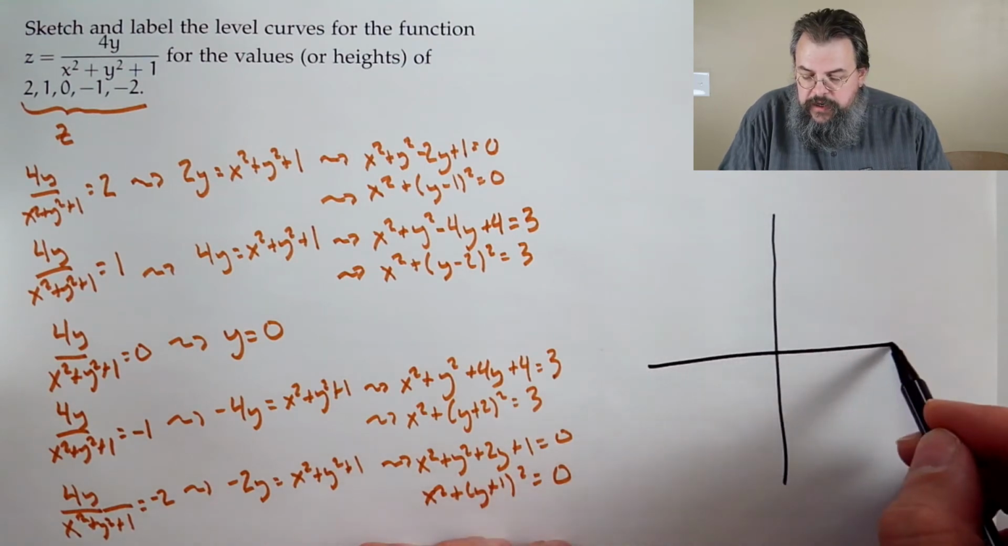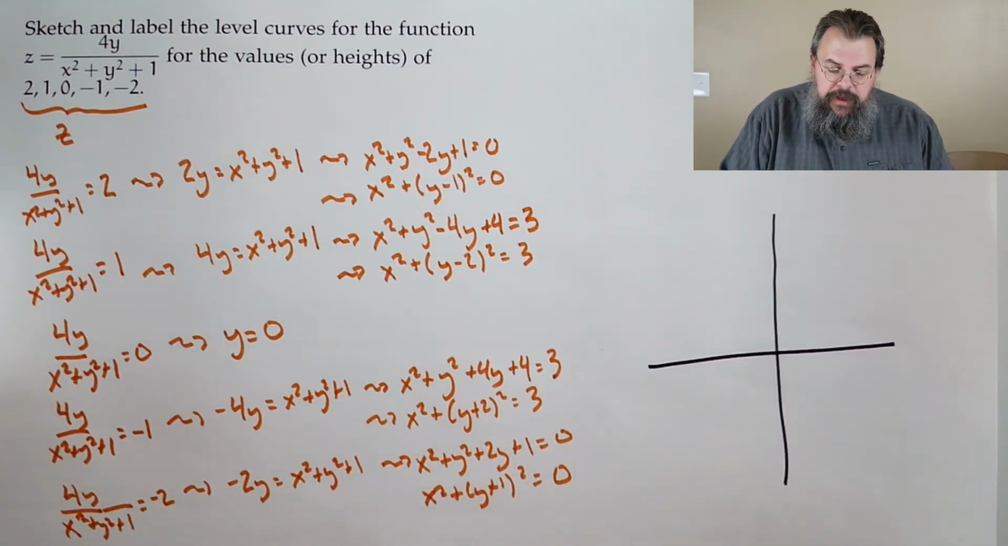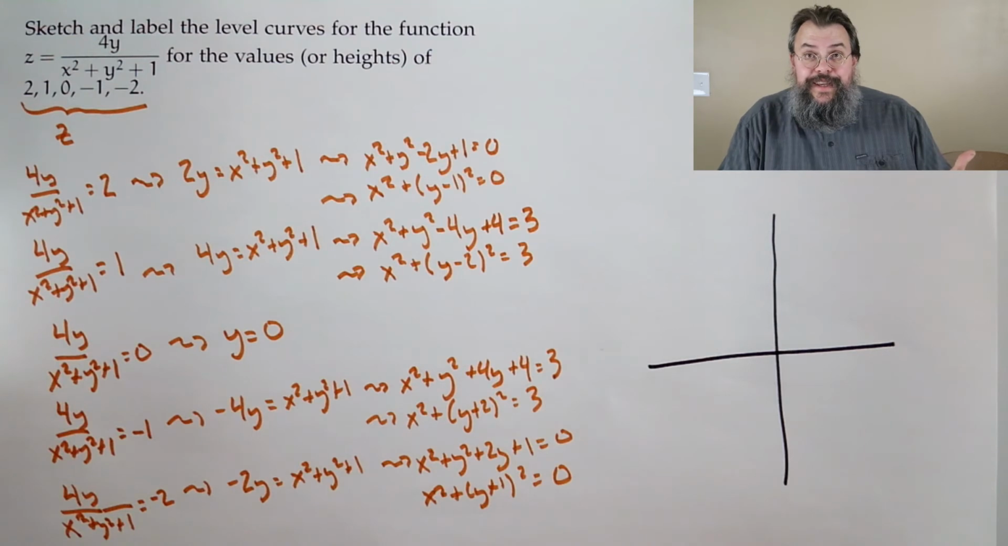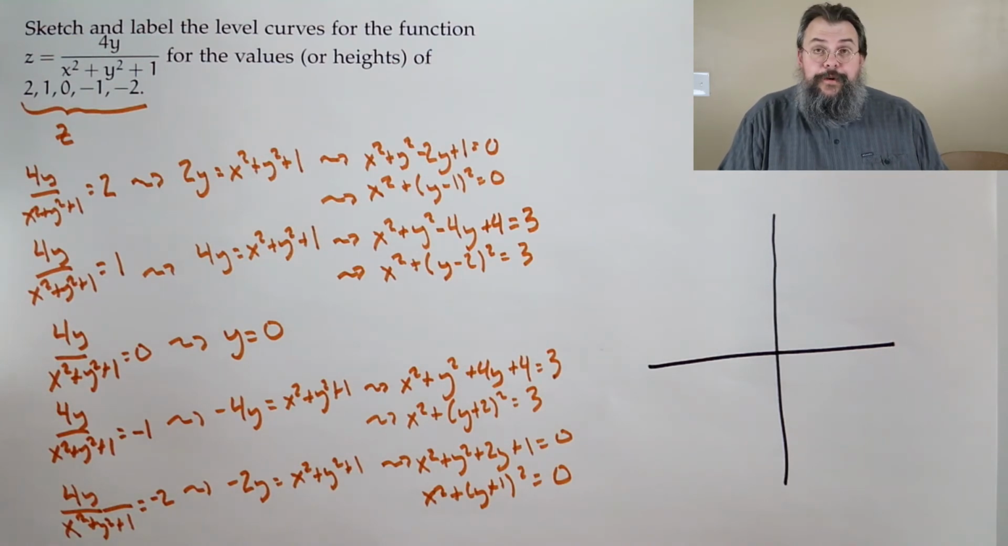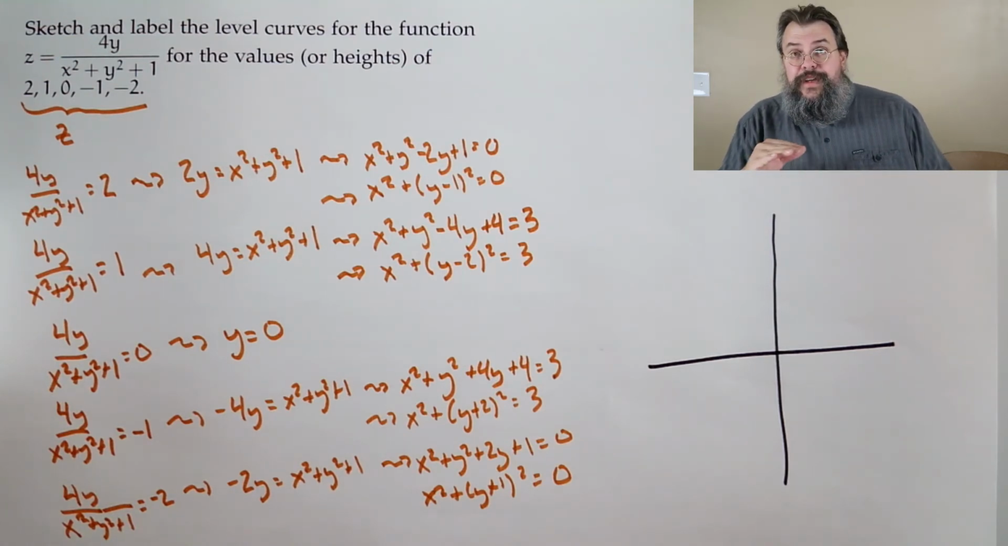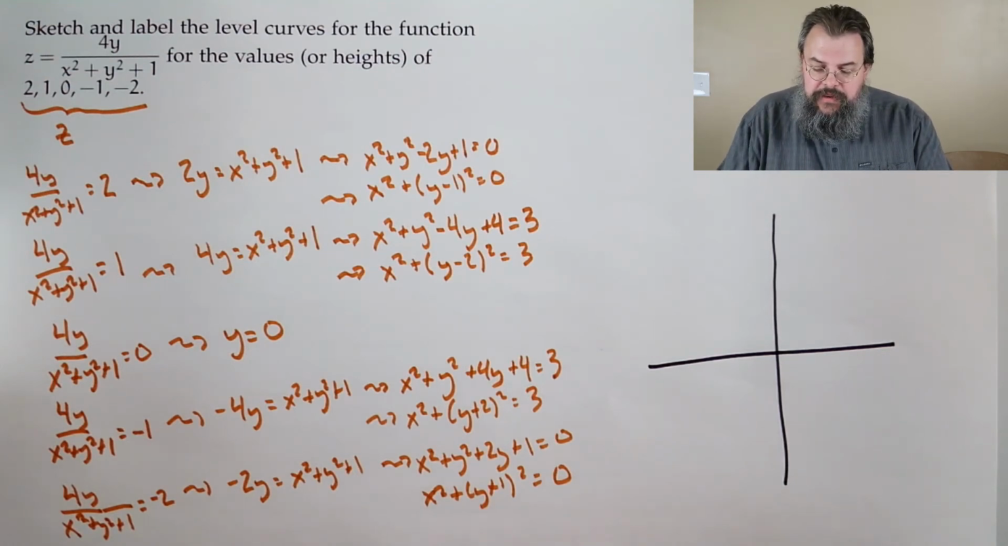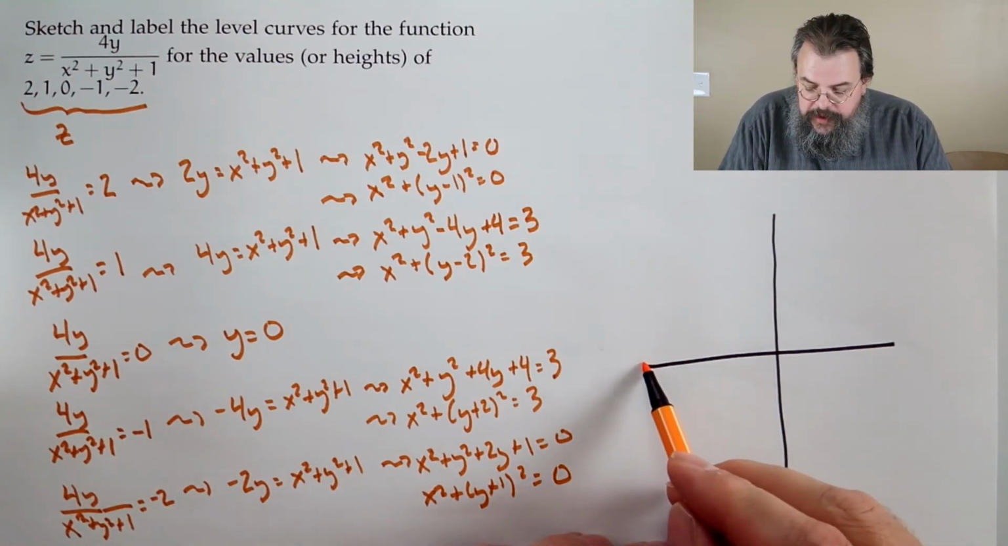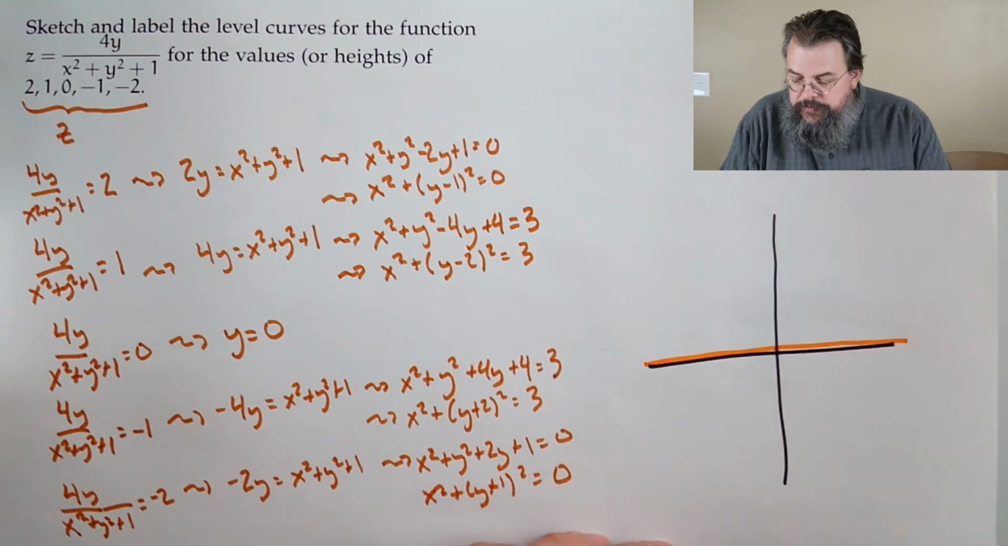We draw our grid. So let's start with maybe the one in the middle. That's probably the easiest. y equals 0. That's super easy. That's the x-axis. So we say, okay, good. Here we are, y equals 0.